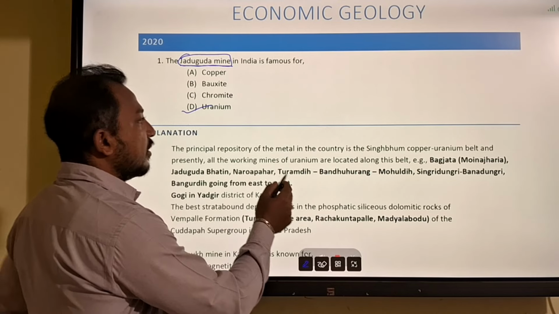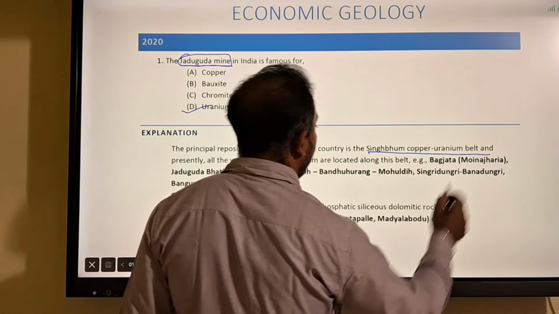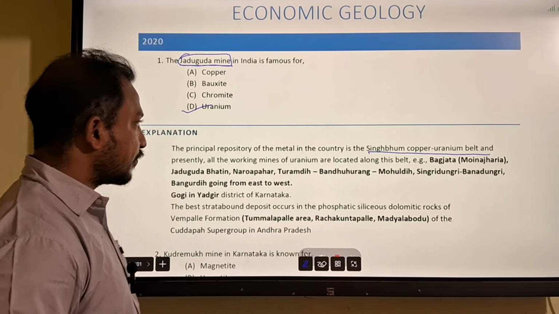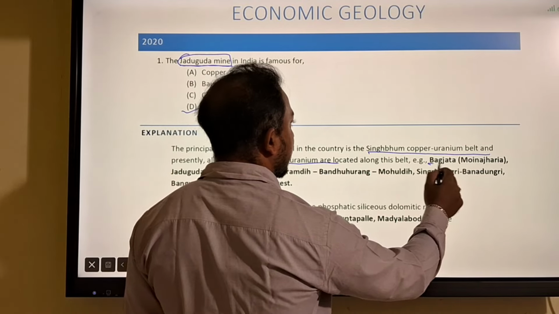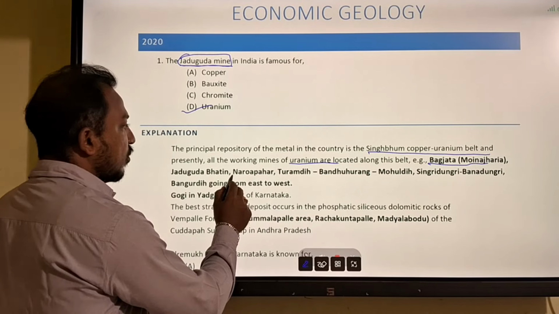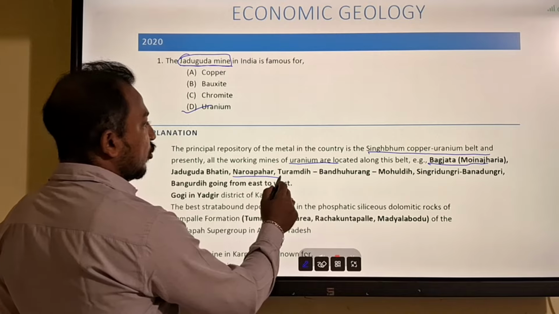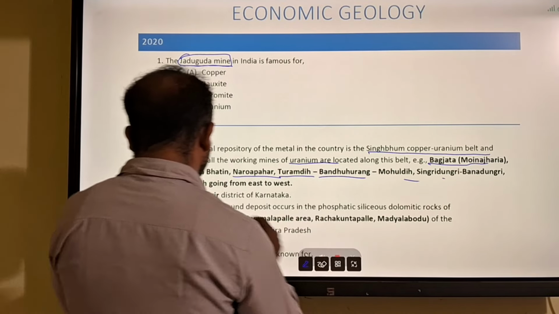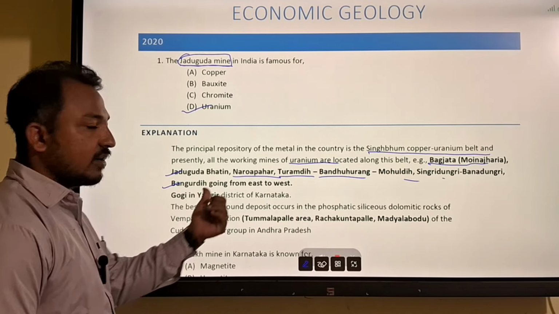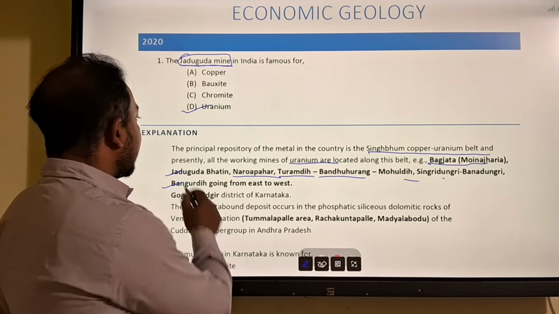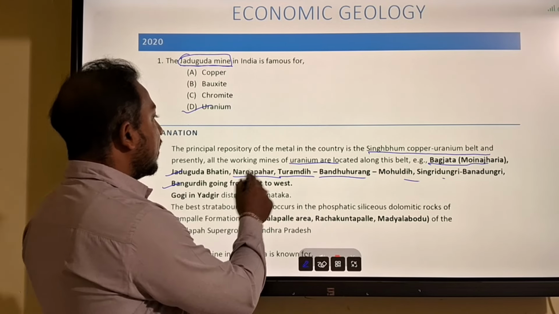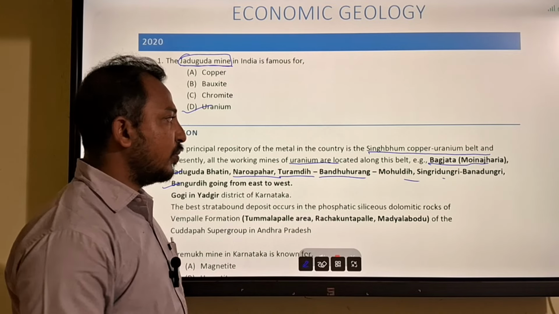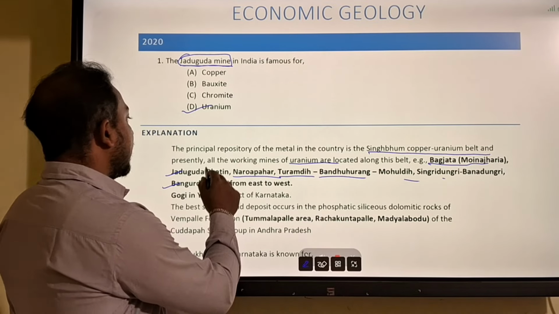The principal depository is the Singhbhum copper-uranium belt, where you will find uranium in regions like Bagjata, Narwa Pahad, Tumardhin, and others. You can pause this and write down all these regions under Jadugoda mines, where you will get uranium.